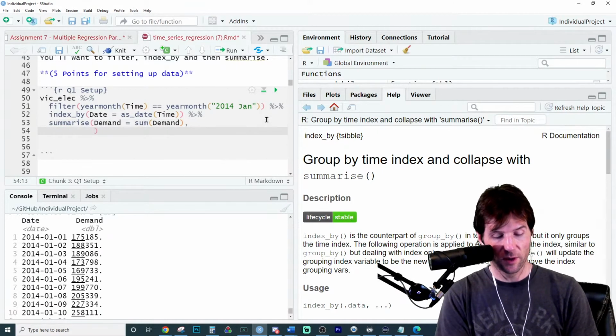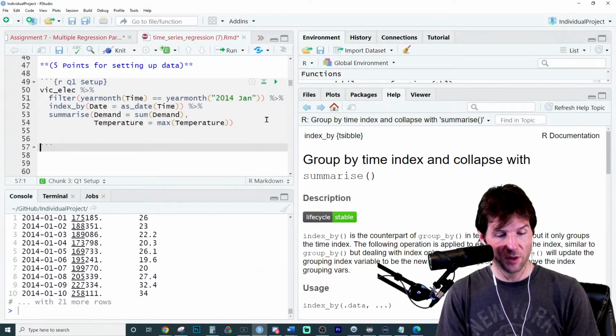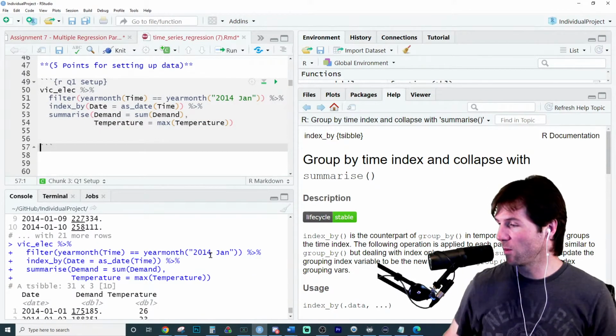Now we get to the summarize portion. Now let's go to the summarize right here. Let's add in the extra one right here and go to temperature. It's going to overwrite it if you do this, though. Max, temperature, autocomplete is our best friend, and there we go. This is the easy part.